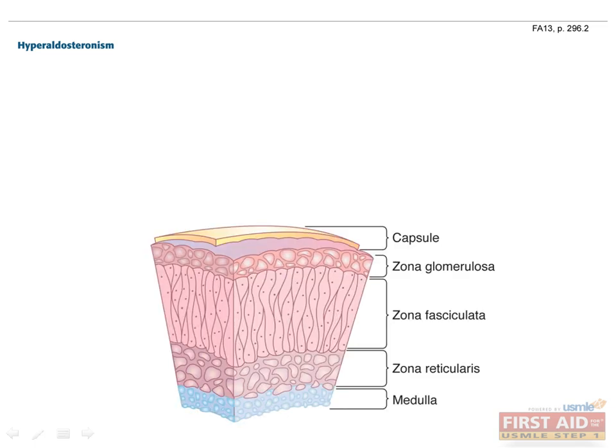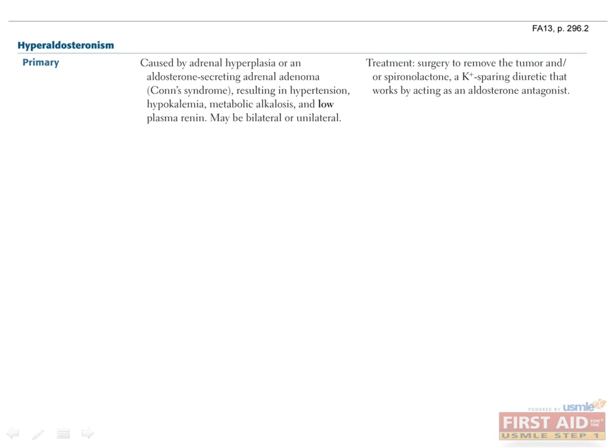Hyperaldosteronism, as the name suggests, is a disease with extremely high levels of aldosterone, which you should recall is produced in the zona glomerulosa of the adrenal cortex. This can be either primary, meaning the adrenal is autonomously secreting more aldo than it should, or secondary, meaning there is a signal causing the adrenal to produce too much aldo. When it is primary, there is an aldosterone-secreting tumor. This is known as Conn's syndrome.